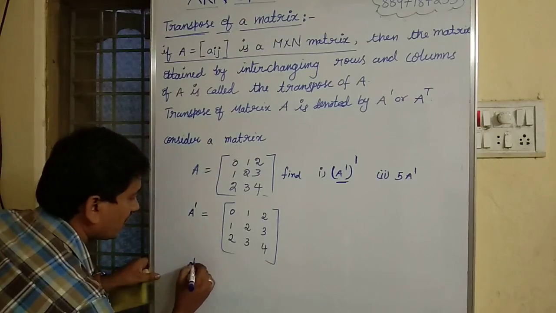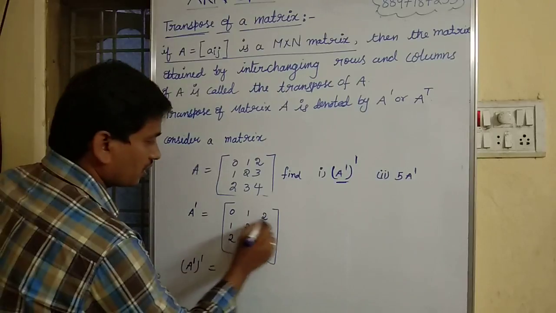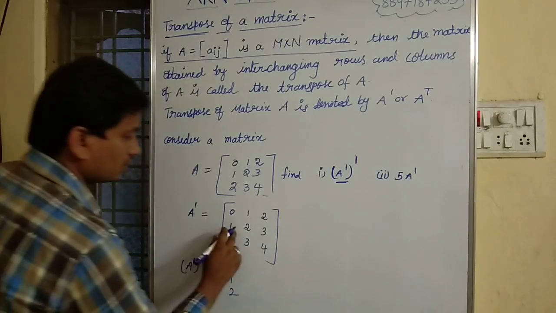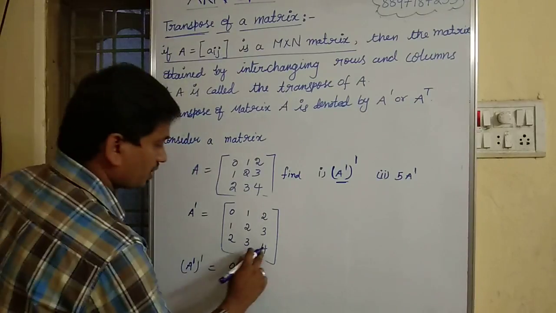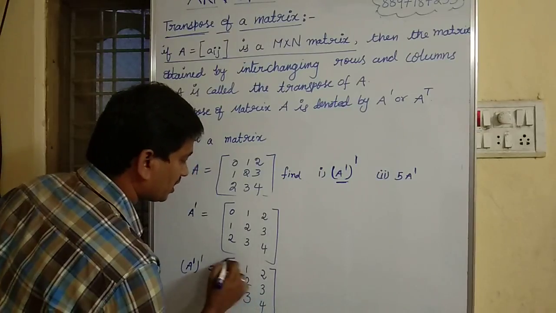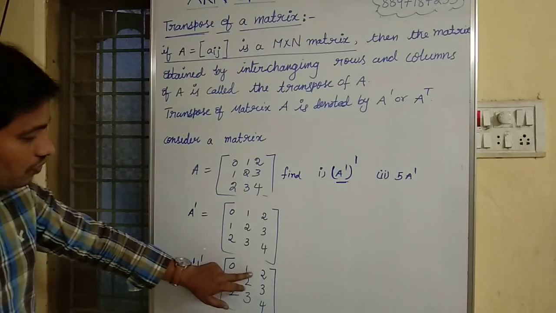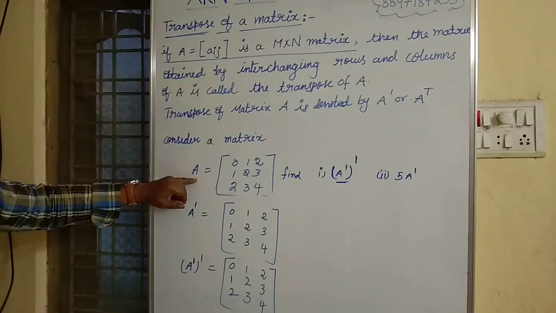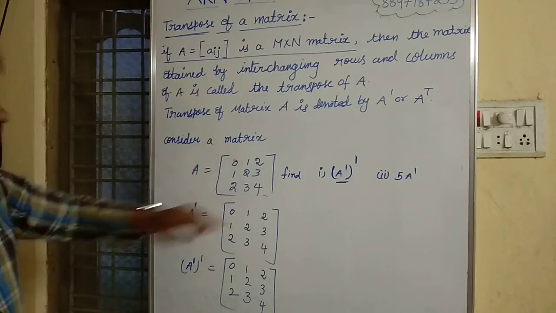So A dash whole dash is equal to: this row again will become a column 0, 1, 2. This row again will become a column 1, 2, 3. And this row again will become a column 2, 3, 4. What do you observe here, children? A dash whole dash is equal to 0, 1, 2, 1, 2, 3, 2, 3, 4. What about A, children? A is also 0, 1, 2, 1, 2, 3, 2, 3, 4.